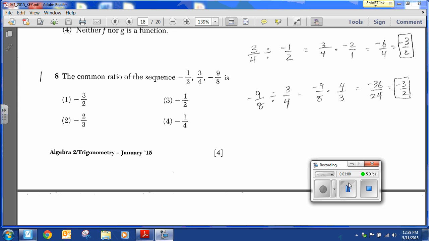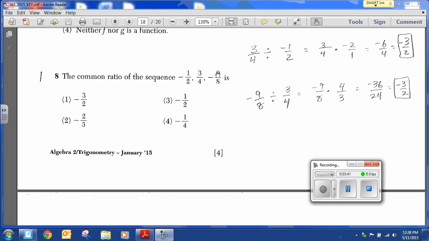Number 8. The common ratio of the sequence -1/2, 3/4, -9/8 is which of the following? Now, the common ratio comes from geometric sequences, which means you have to multiply -1/2 by the common ratio in order to get 3/4. Then multiply 3/4 by the same common ratio to get -9/8. So if we multiply to get the next term, we're going to divide the second term by the first term to find the common ratio.